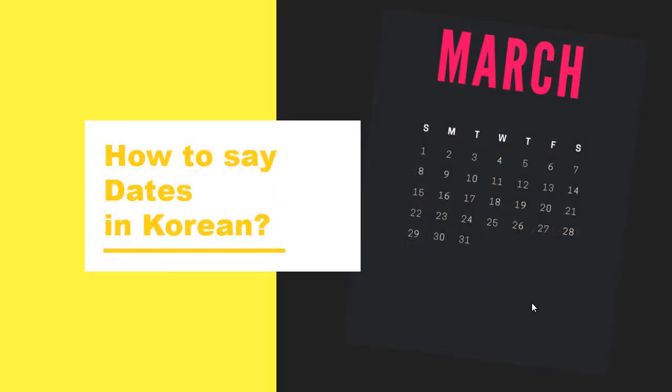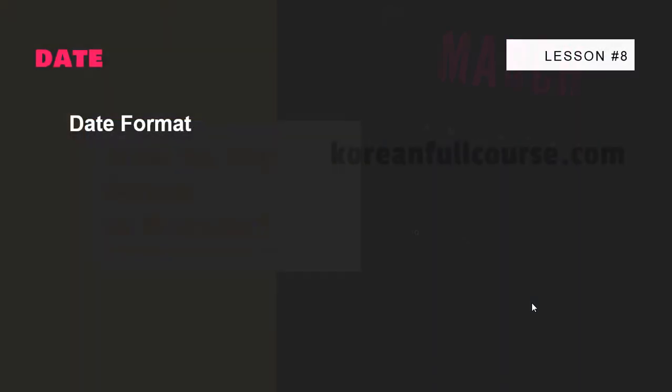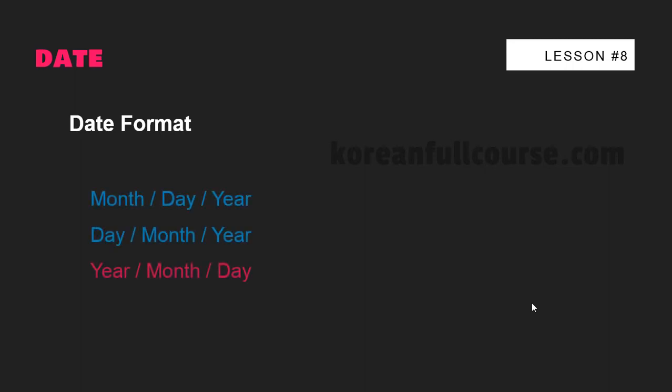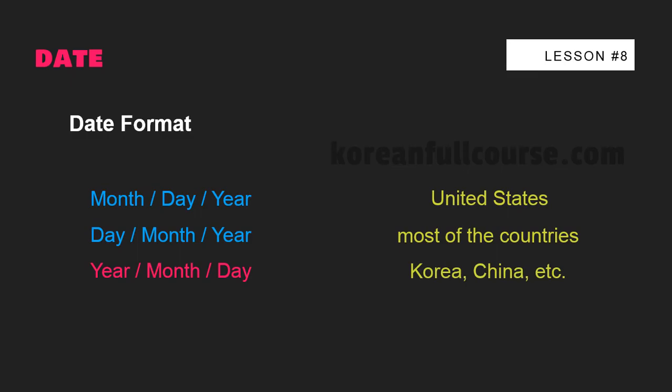Now let's learn how to say dates in Korean. First, what you need to know is that Koreans use different date formats. There are 3 major date formats used by different countries. The first one, month, day, and year, is used in the United States. The second date format is used by most of the countries. And finally, the third one is used in Korea, China, Japan, and maybe a few other countries. They start with the largest time unit and then go to the smaller time unit.